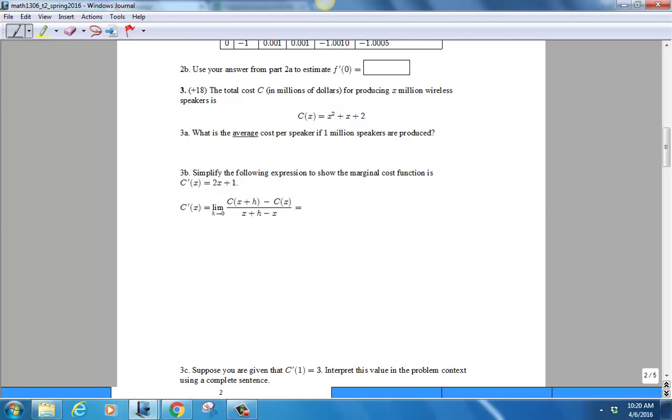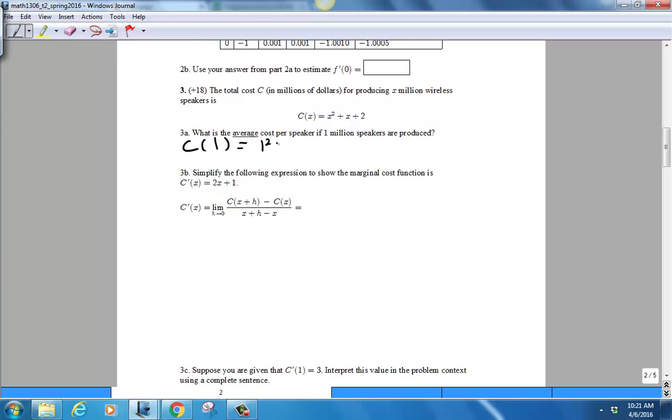All right, now to find the average cost, you are going to have to find the total cost. You can't find the average cost without finding the total cost. So you are going to use the total cost function, which is just given right there, and you're going to plug in an input of 1, because we're being asked the average cost when 1 million speakers are produced. In this formula, the input is being measured in millions, so you don't have to plug in the number 1 million into the formula. Good thing, because then we'd have a hard arithmetic to do. You just have to plug in 1 and calculate the total cost. So that's easy to do.